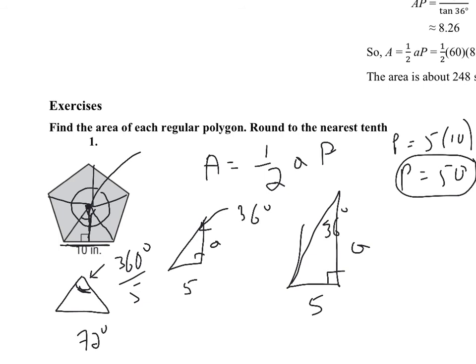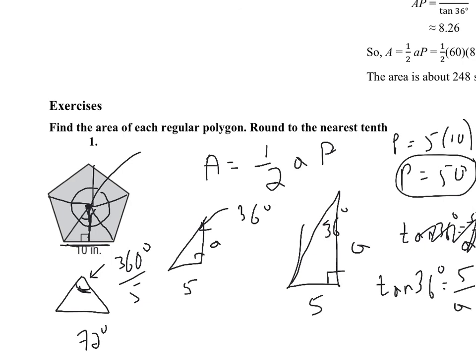This is 36 degrees, my handwriting is not that good. So the question is, how do I find A? Think about this. Is it sine, cosine, or tangent? This will be the tangent function because I'm looking for the adjacent side and I have the opposite. So tan of 36 degrees equals 5 over A.